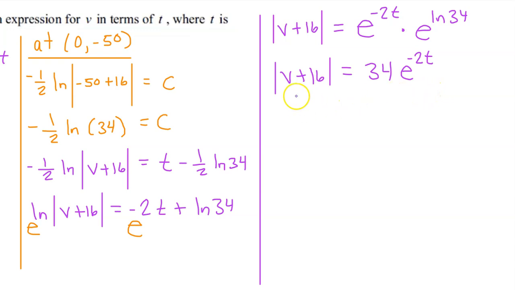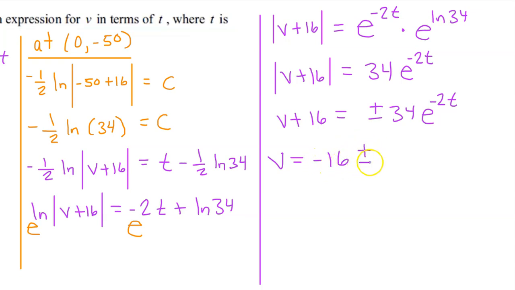So now we have this. We can remove the absolute value from the left hand side as long as we make the right hand side positive or negative. Only one of these is correct, but let's go ahead and subtract 16 from both sides first, and then we'll worry about it. So I'm going to put the negative 16 in the front, and for a brief moment we will write plus or minus 34 e to the negative 2t. Make sure you don't do some bad algebra right here. These cannot be combined in any way.